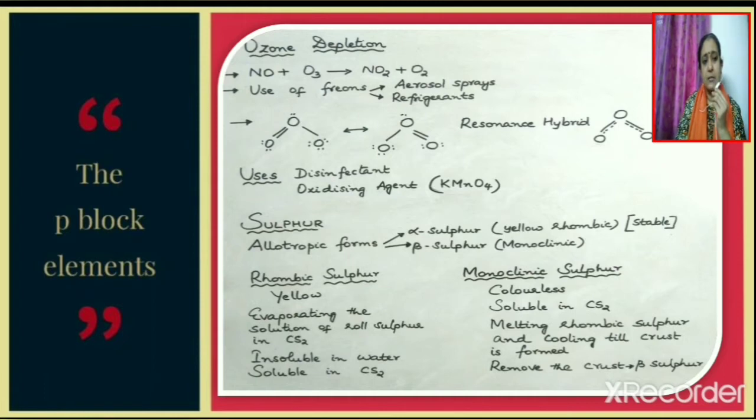Next we shall discuss sulfur. Sulfur exists in two allotropic forms, alpha sulfur and beta sulfur. Alpha sulfur is yellow rhombic sulfur and beta sulfur is monoclinic sulfur.